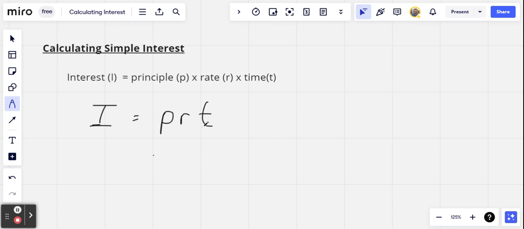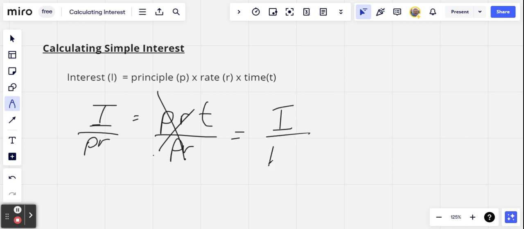Let's say we want to do time. So we divide both sides by PR, right? We do the same thing to both sides. That's fine. And then this becomes the equation, because these cancel out: interest over principal times the rate equals the time. So that's one thing we can solve for. There's the one for time.